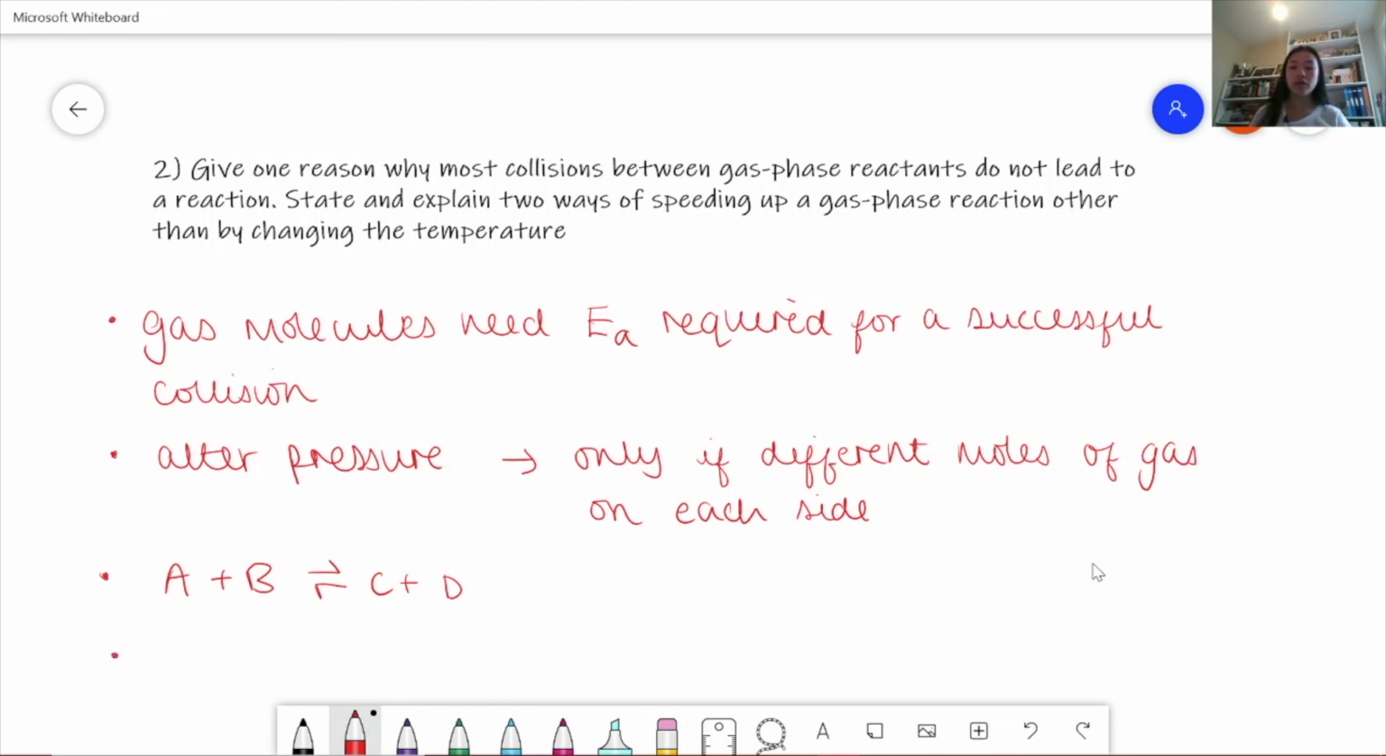Or the third option is to use a catalyst. So what a catalyst does is it provides an alternative route with a lower activation energy required for successful collision. So a bigger proportion of the particles will have the energy required to react. So lower activation energy required for a reaction.